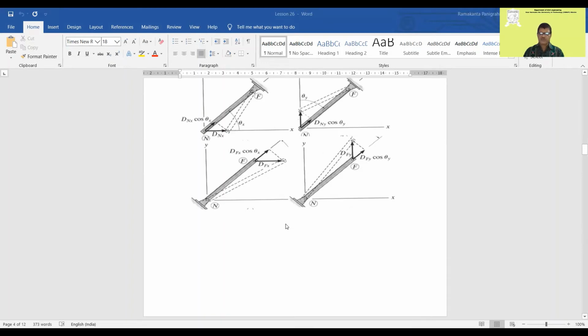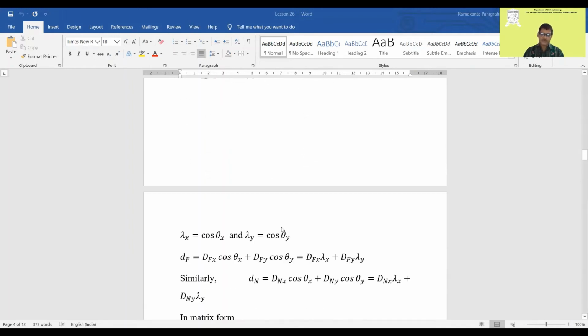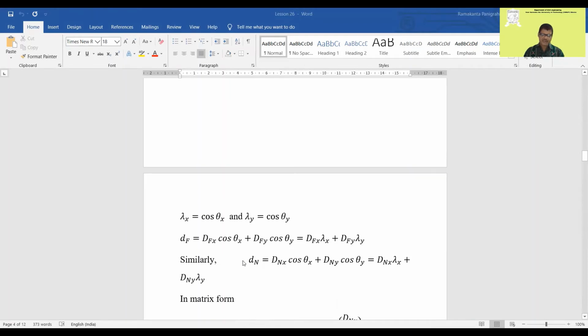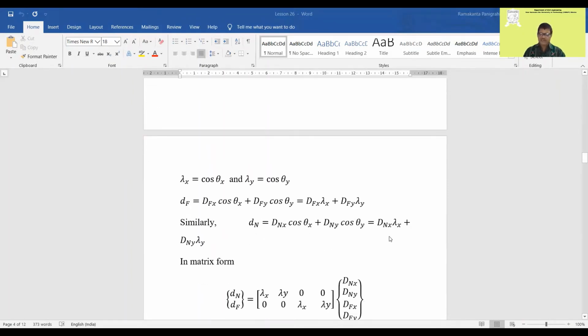Right? Don't confuse these things. Small d along the local axis, capital D along the global axis. Now small d will be equal to dn at the df end. So displacement in x direction times cos theta x, displacement in y direction times cos theta y. So dfx lambda x, dfy lambda y. Similarly, dnx lambda x, dny lambda y.